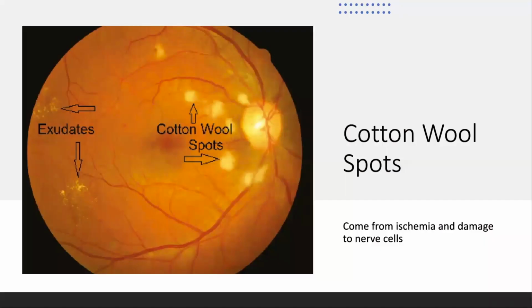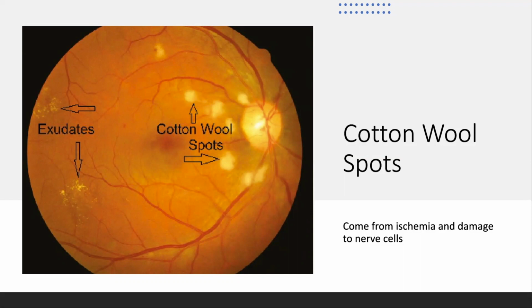Cotton wool spots, you can see, are kind of fluffier, more like a cloud. What they are is the nerve. The retina is basically one giant sheet of nerves. And when they become ischemic, because the blood supply is damaged through the capillaries, those nerves will actually start to put the contents of their bodies out and die and become damaged. And we visualize that as a cotton wool spot.